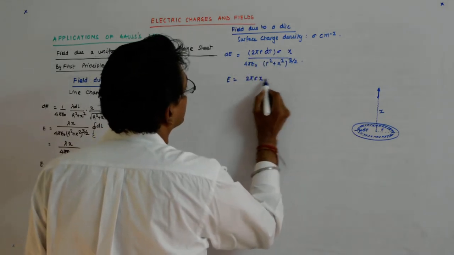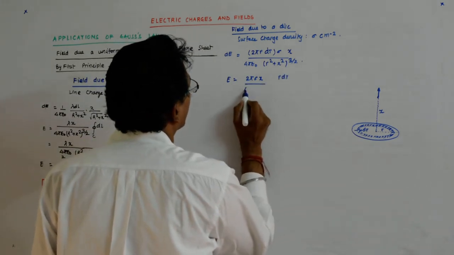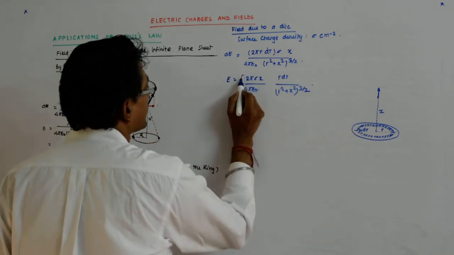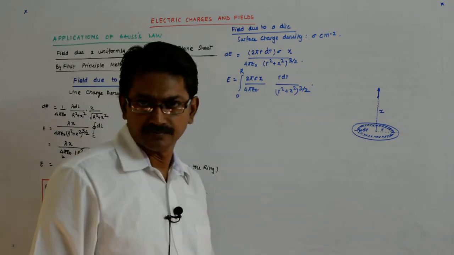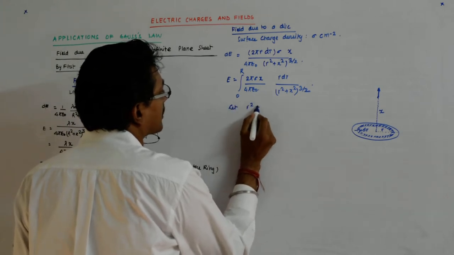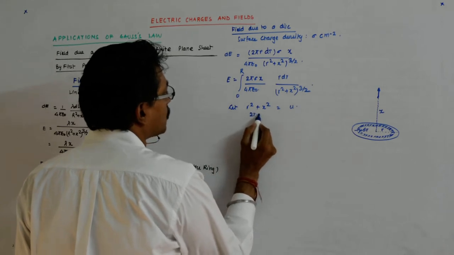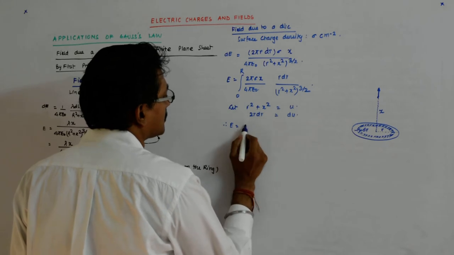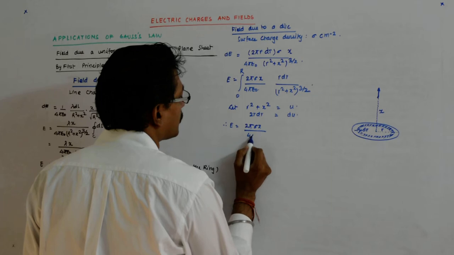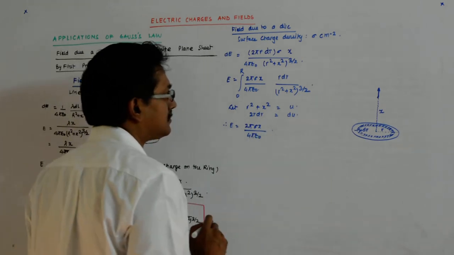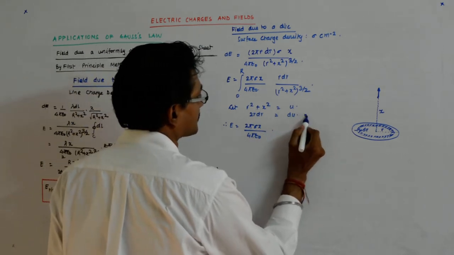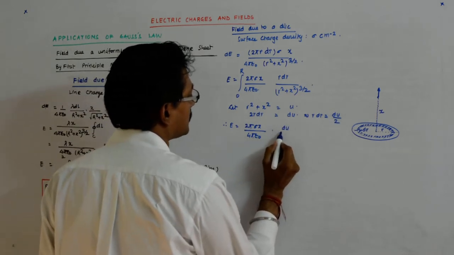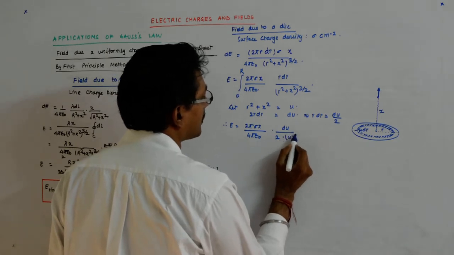So E is equal to 2 pi sigma x, they are all constants, into r dr divided by 4 pi epsilon naught upon r square plus x square to the power 3 by 2, integral 0 to capital R. How do I integrate this? Let r square plus x square be equal to u. So 2r dr is equal to du. Therefore E is equal to 2 pi sigma x divided by 4 pi epsilon naught into, r dr is equal to du upon 2, so into du divided by 2 into u to the power 3 by 2.